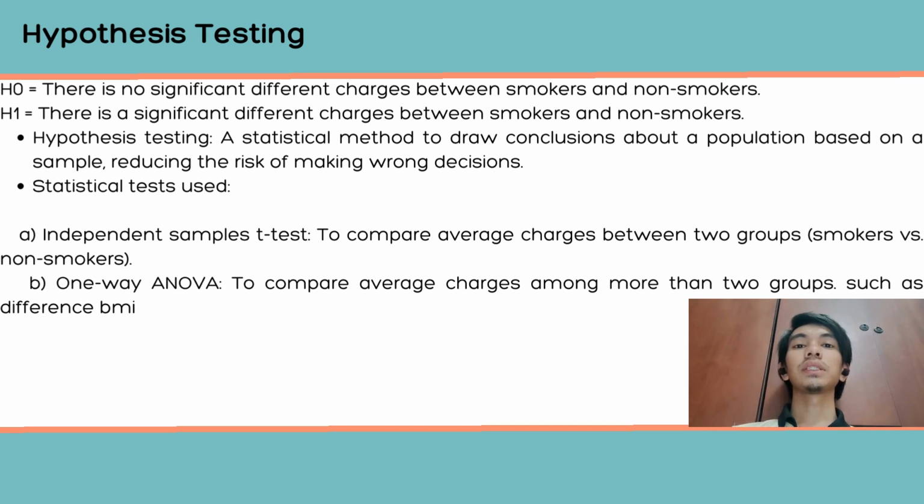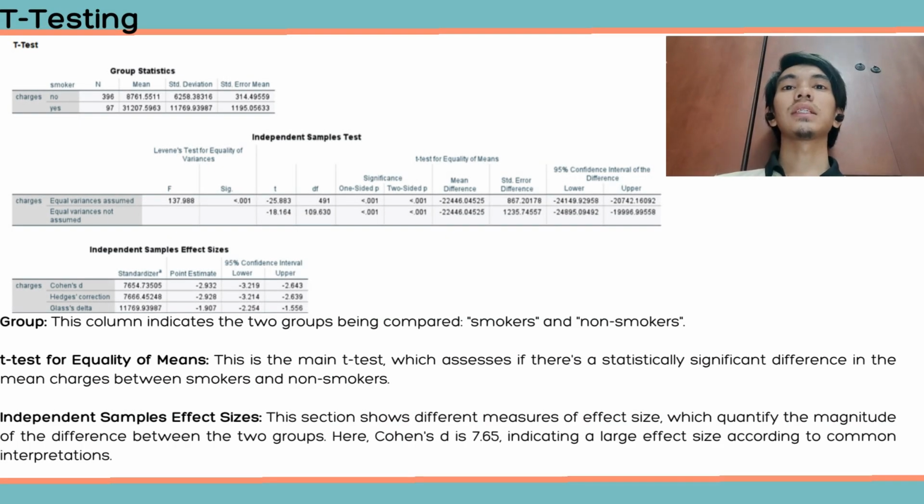So the difference between these two is that the independent sample t-test compares charges between two groups, just two, and the one-way ANOVA is for more than two, 3, 4. For the t-test, in the table you can see the group statistics, independent sample test, and independent sample effect size. For the group statistics, this column indicates the two groups being compared, smoker and non-smoker. As you can see, there are two groups: no is for non-smoker, and yes is for smoker. And N is for the case count, mean, standard deviation, and standard error mean.